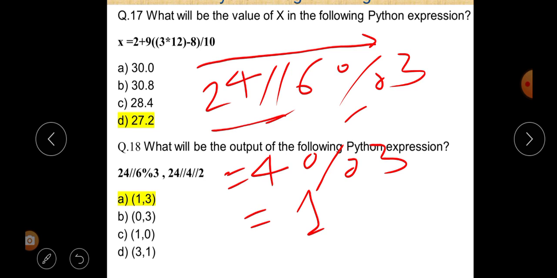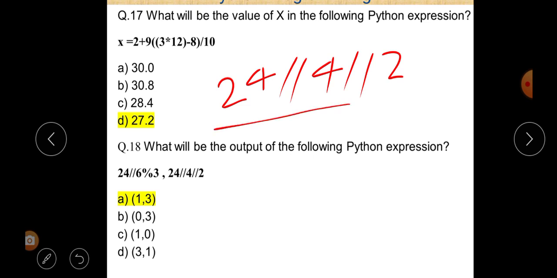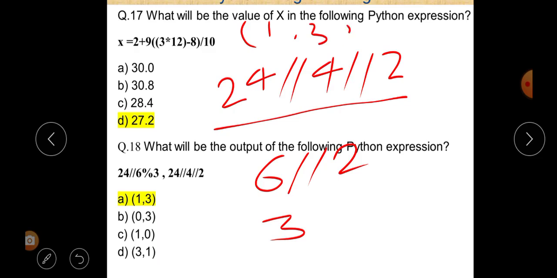So it means either option A or option C is correct. Now let us take its second part: 24 double slash 4 double slash 2. When we take the float division of 24 with 4, our answer is 6. Then 6 float division by 2 means the answer is 3. So our final answer should be 1 and 3. Okay, 1 and 3 will be our answer.